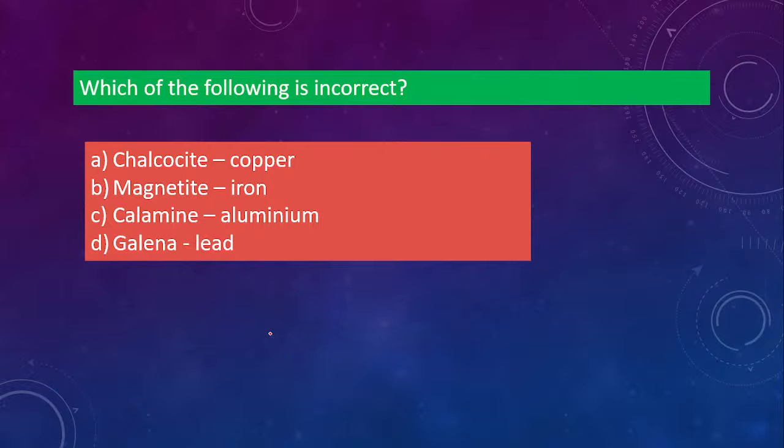Now, this is all about ores and alloys. Chalcolite में copper, magnetite में iron, calamine में aluminium, galena में lead. I hope you know the constituents of each of these ores. These are the ores: chalcolite, magnetite, calamine, galena. You have to tell which metal is present there. If it is correct, then you have to say which is incorrect. इनमें से कोई एक ऑप्शन इनकरेक्ट है. So tell me which one is it. कौन सा मेटल गलत है उसके साथ.